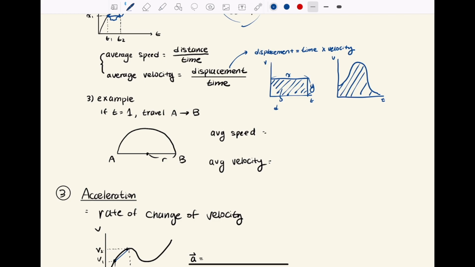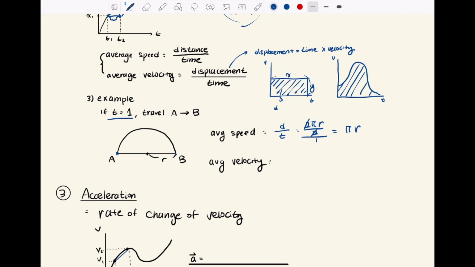So moving on to an example, if t equals 1 and a person travels from point A right here to point B, what would the average speed be? As I said, speed is distance over time. The distance a person has moved from A to B in a semicircle would be half the circumference, right? The circumference would be 2 pi r, and half of that, 2 pi r over 2, would be pi r, the total distance this person has moved. Because we assumed that time is 1, the speed would equal pi r. So the average speed of this object or person would have been pi r meters per second.